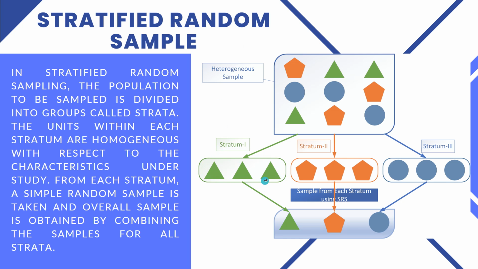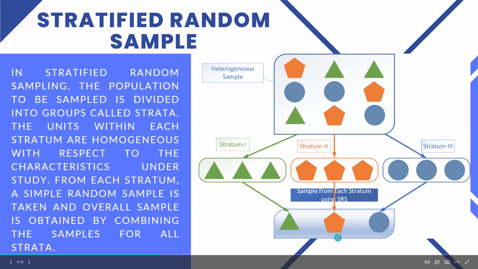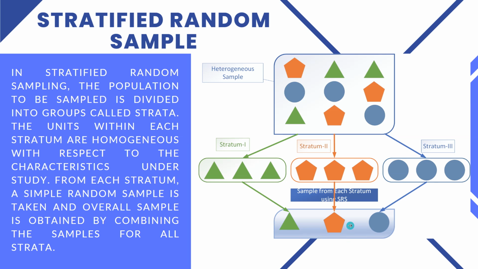In stratum 1, we apply simple random sampling, perform randomization and select any unit. From stratum 2, you can also perform simple random sampling, and simple random sampling is also performed from stratum 3. After selecting one unit from each of these three strata, we have a group of samples, and this is our required sample that we obtain by using stratified random sampling. So in other words, we can say that stratified random sampling is the combination of strata and simple random sampling.